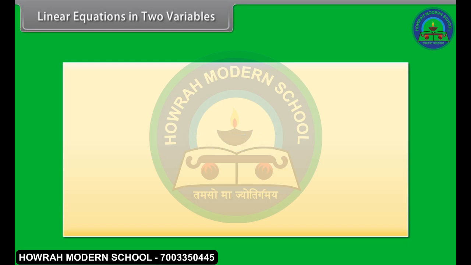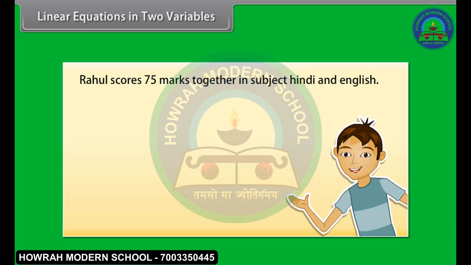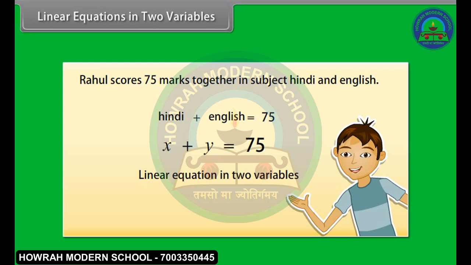Let's take an example. Rahul scores 75 marks together in subjects Hindi and English. Now how can we express this information in the form of an equation? Here you can see that the marks of neither of the subjects are known, that is, there are two unknown quantities. Let us use x and y to denote them. So, the marks scored in Hindi is x and the marks scored in English is y. So, x plus y is equal to 75 is the required equation. This is an example of a linear equation in two variables.